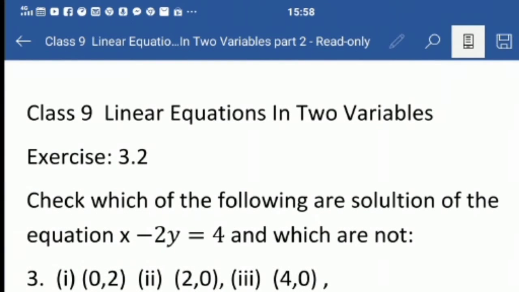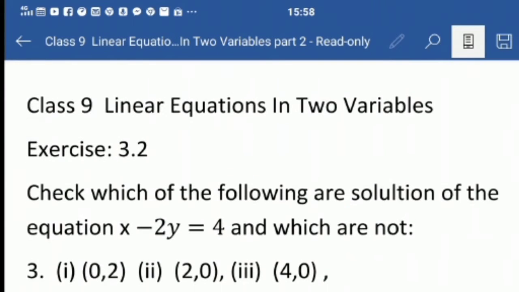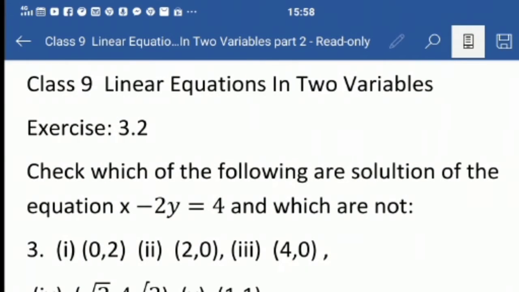Class 9 Mathematics, Linear Equations in Two Variables. Exercise 3.2. The question is, check which of the following are solutions of the equation x minus 2y is equal to 4 and which are not.